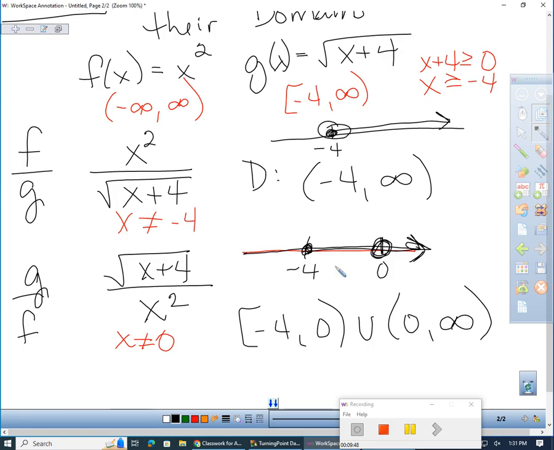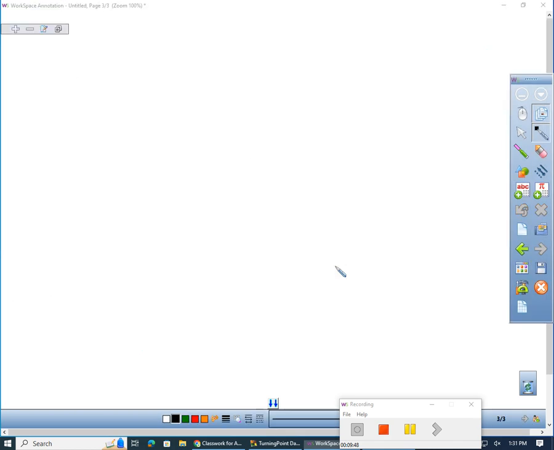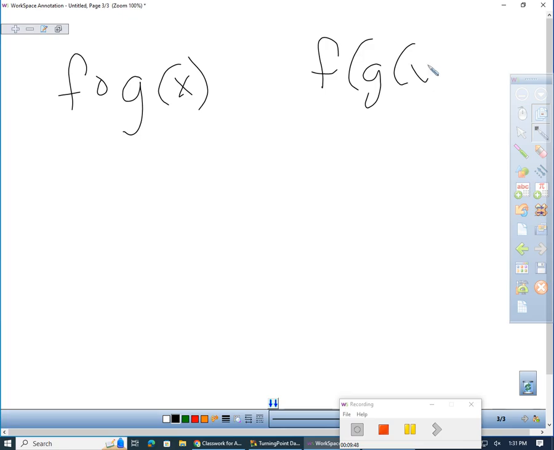Any questions? All right. Next part of composite is f of g, or f of g of x. So if you recall, one of the functions we did last year was f of g of x, or it can be written as f of g of x. Do you guys remember that notation? Good. Okay. This says whatever number's in here goes into the g function. Whatever number you get out goes into the f function.